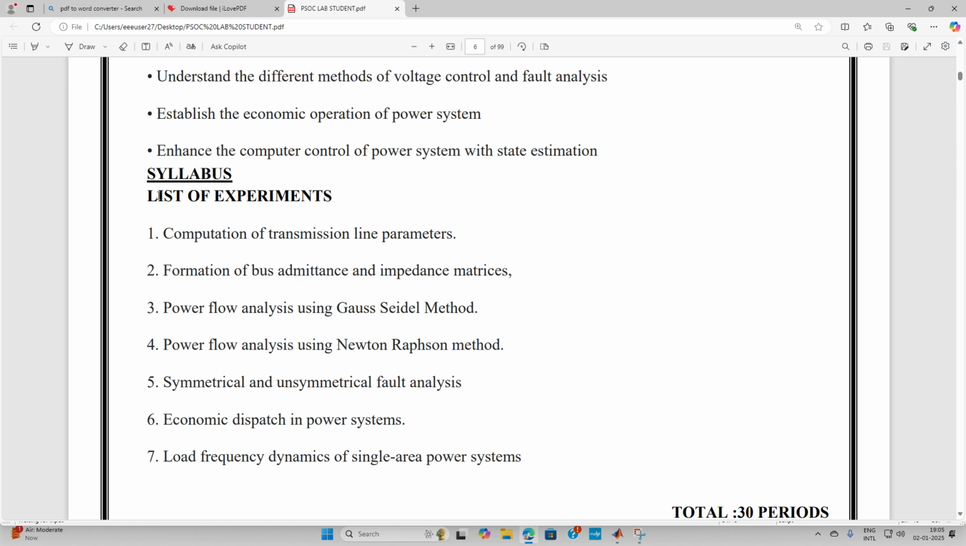So these are the list of experiments and related programs. We are going to write our own programs and get the outputs through MATLAB software. Before we use MATLAB software, we have to discuss the contents one by one.